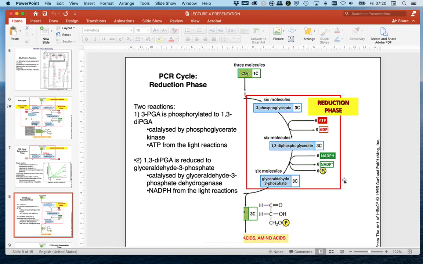And then from there, the 1,3-diphosphoglycerate is reduced to glyceraldehyde 3-phosphate, and the enzyme that catalyzes that reaction is glyceraldehyde 3-phosphate dehydrogenase. Okay? And this is where we see a second product of the light reactions being used, and that's the reducing power in the form of NADPH that's made in the light reactions. So that's the reduction phase, using the products of the light reaction to catalyze the 2 steps, first a phosphorylation step and then a reduction reaction.